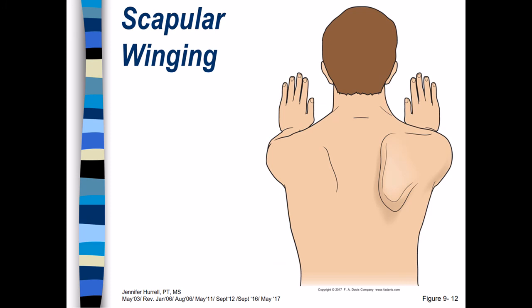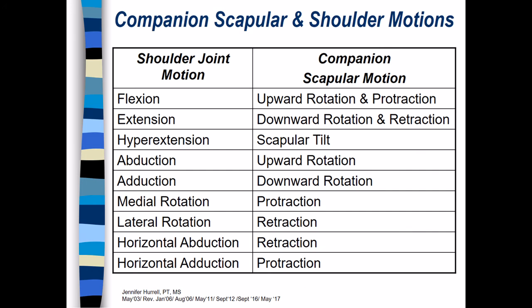So here's kind of a hand drawing of what winging might look like. As I said, it's pretty obvious when you see it. We'll screen each other for it in lab this afternoon and see if anyone has any winging. And now we're going to move on and look at some companion motions.